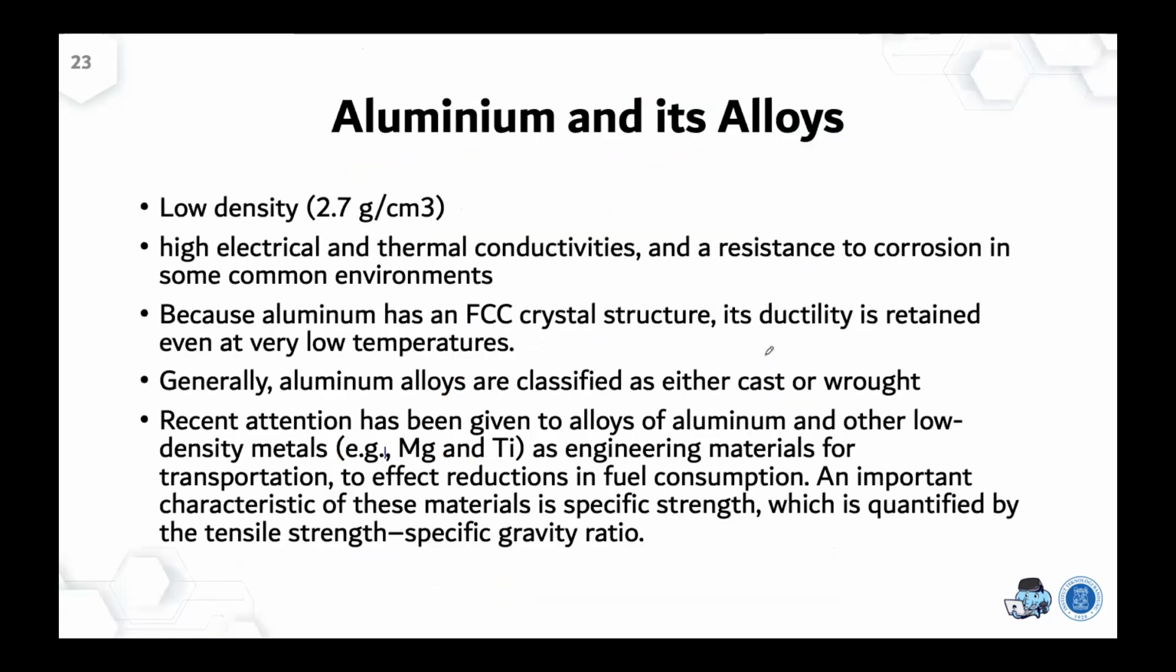Okay, and then the next one is aluminum. Aluminum has low density. If we check iron, it is about 7.8 grams per cubic centimeter, while aluminum has low density. That's why aluminum is called a light metal.